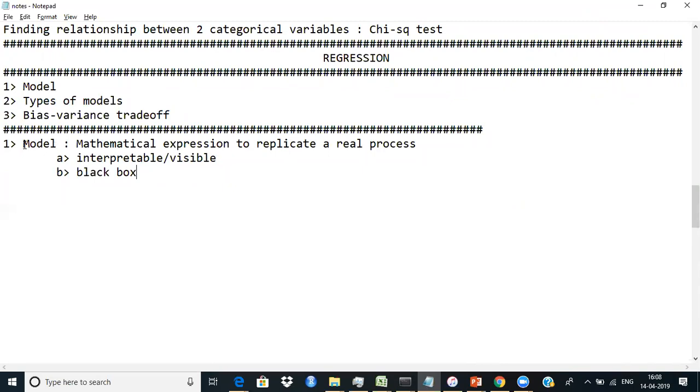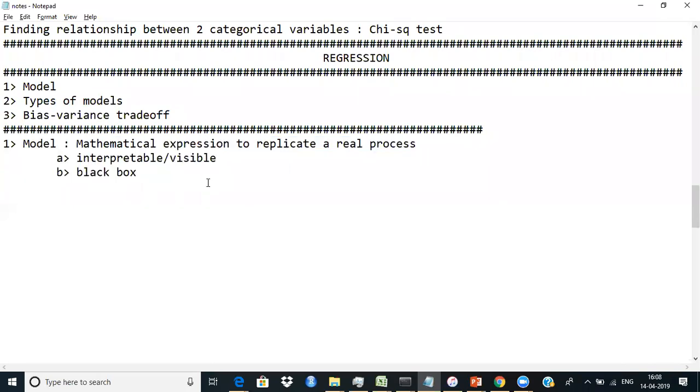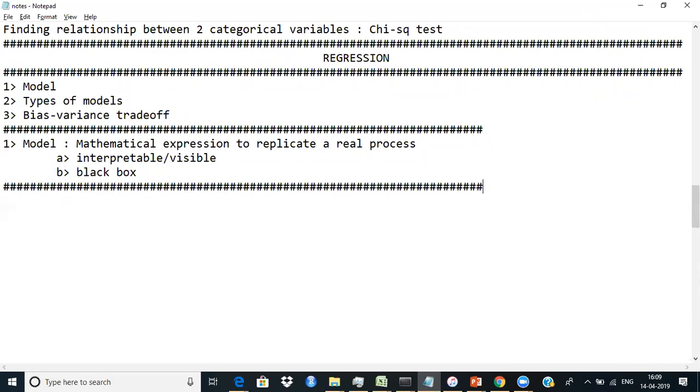So a model is a mathematical expression. It can be of two types: A, simple, interpretable or visible; B, black box. We will understand and study different types of models which belong to either A or B, and we will also understand when to use what. So this is all about what is a model. Now let's look at types of models.